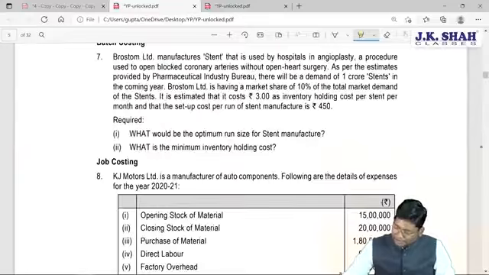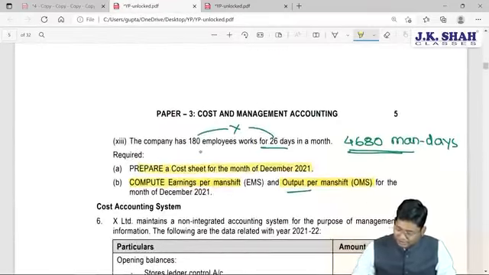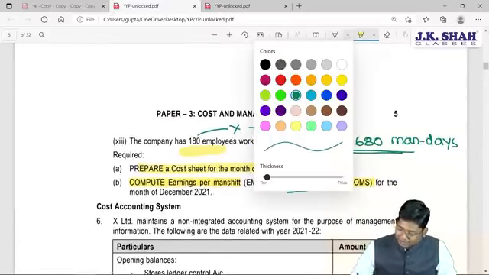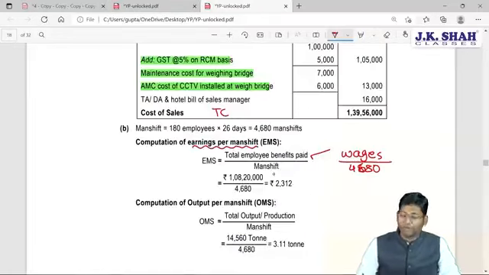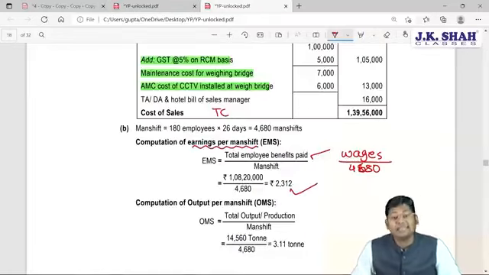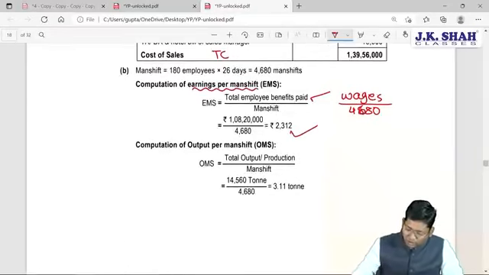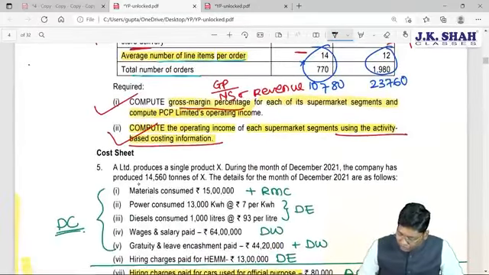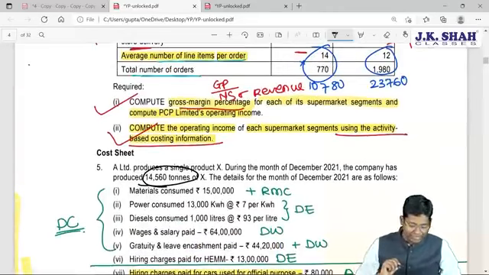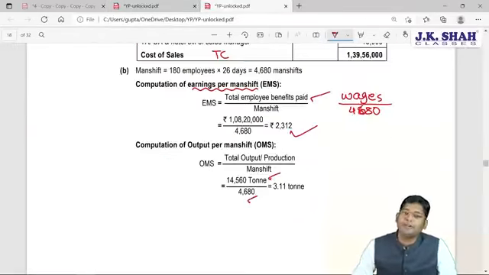In the second part of the discussion, which is given below the cost sheet, see, 180 employees into 26 days. When you multiply them, you get this 4680 value. If you divide the employee cost by this, you are going to get EMS, that is earning per man shift. And if you want to express your output, what is the total output produced by the company? Read the first line of the question, please. Now, the first paragraph says 14,560 tons of products are produced, and if you want to express them according to man shift, you need to divide them by man shift. You are going to get your answer.